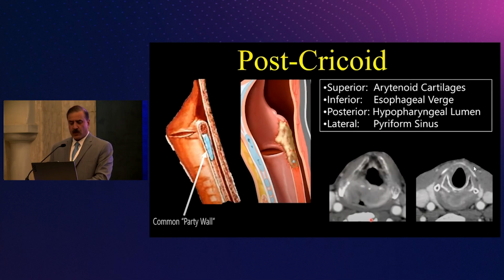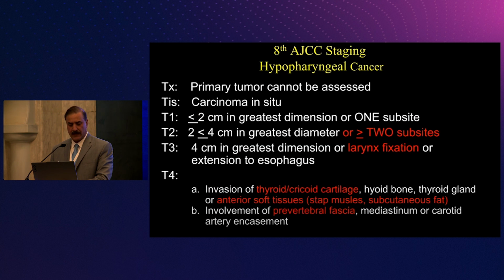This is a good case of a post-cricoid, or the common party wall, squamous cell carcinoma. Again, you can see this is the posterior pharyngeal wall. This is the lumen of the pharyngeal mucosal space, and you can see the mass that is arising from the anterior or the common party wall that is hanging off of the back end of the cricoid cartilage, and you can see that it is destroying the cricoid cartilage from the back end. So that's the cancer that is arising from the post-cricoid region. Fortunately, these are the least common site for hypopharyngeal cancers.